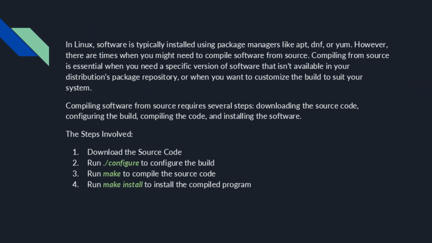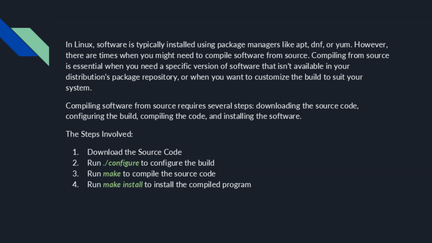In Linux, software is typically installed using package managers like apt, dnf, or yum. However, there are times when you might need to compile software from source. Compiling from source is essential when you need a specific version of software that isn't available in your distribution's package repository, or when you want to customize the build to suit your system.